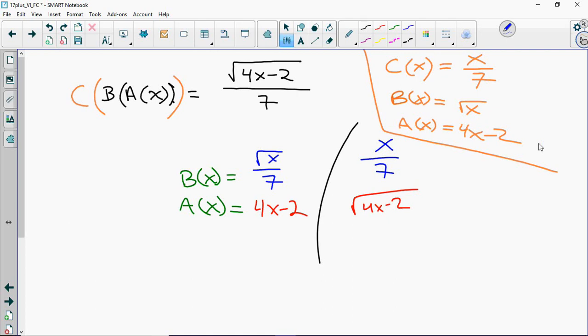I mean, heck, this thing could have actually been 3 functions, c of b of a of x, and then we just would have put 4x minus 2 into the square root of x, and then we put that into here with the x over 7, and there we have got a composition of 3 functions.